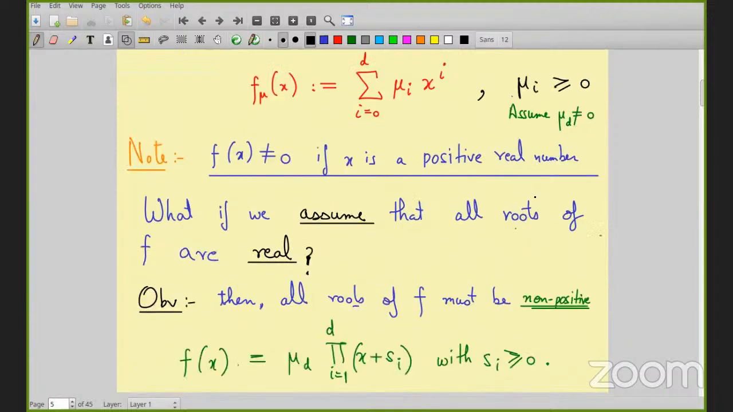So then I'm claiming that because the roots are negative, I can factorize it like this. The roots are real, and there are no positive roots, as we just observed. There cannot be any positive roots for this polynomial, because all the coefficients are non-negative and at least one is positive. So all the roots must be non-positive, and hence you have this. Nothing much so far.